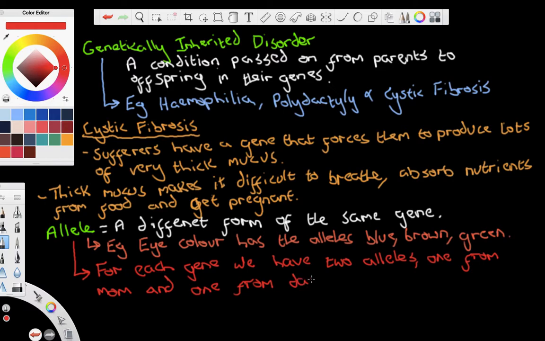Now if we go back to the analogy of eye colour, I personally have green eyes. However, I may have got the allele for brown eyes from my dad and the allele for green eyes from my mum. However, I have got green eyes. So even though I have these two alleles, I have the green eyes, but I have both alleles in my DNA. Okay?